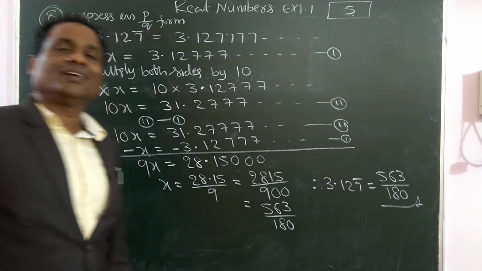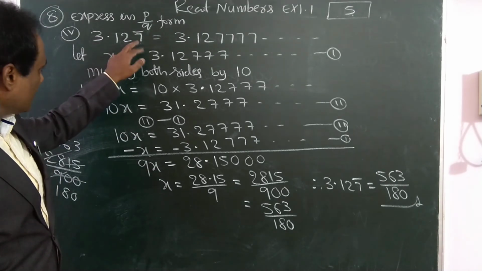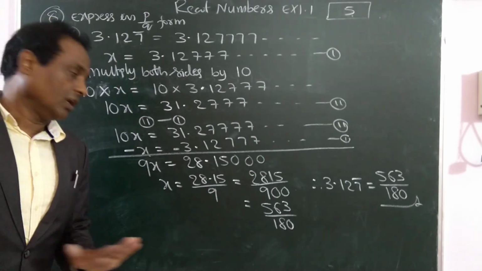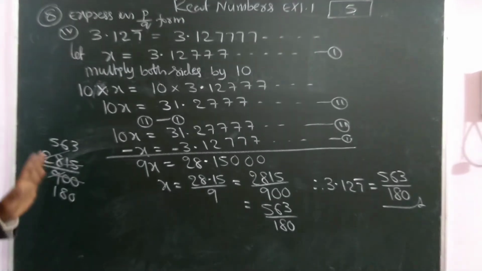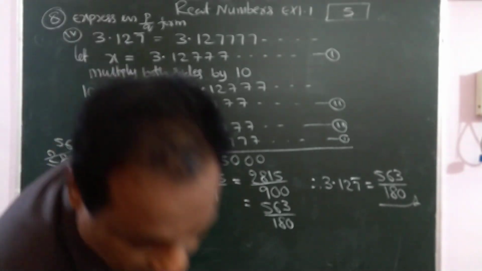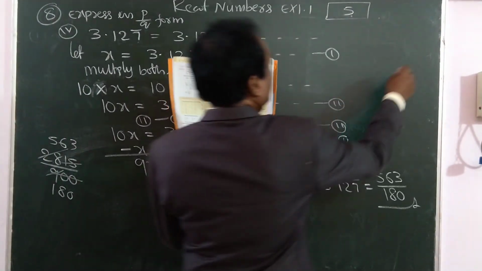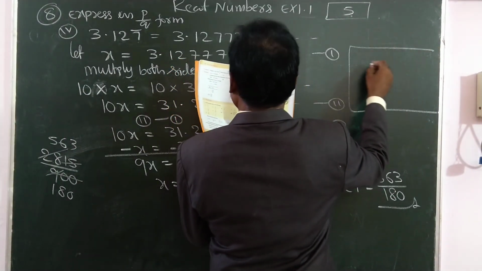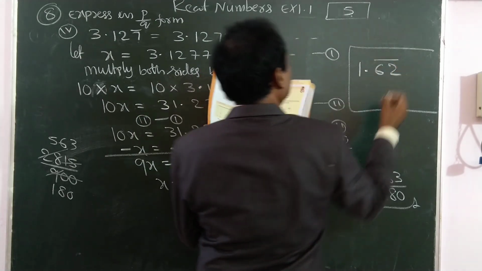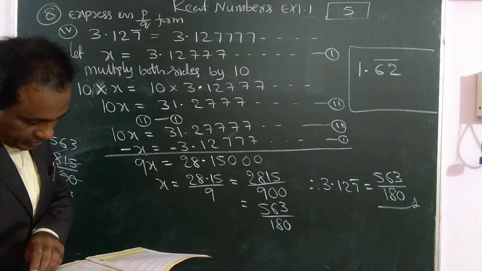Like this, the decimal form or that bar form decimal is also changed into fractions. So we practiced many problems of this model. I hope you have a clear idea about this, and even if you want, you can do some examples also. This is 1.62 bar, the bar is for 6 and 2 both. You do this one as an example question.